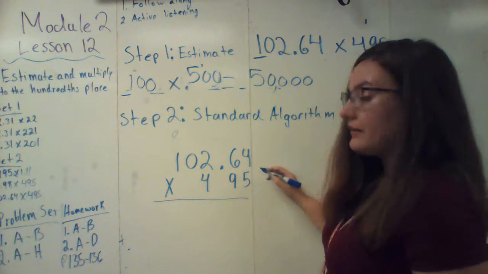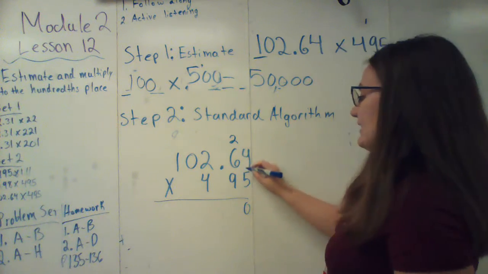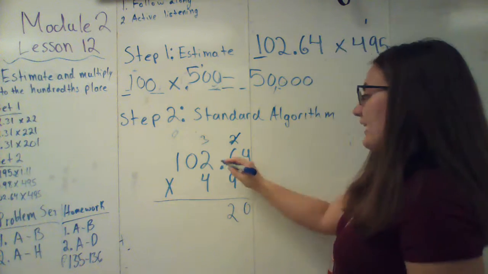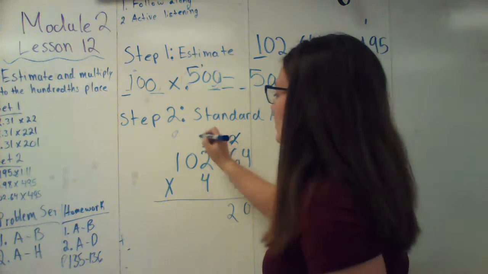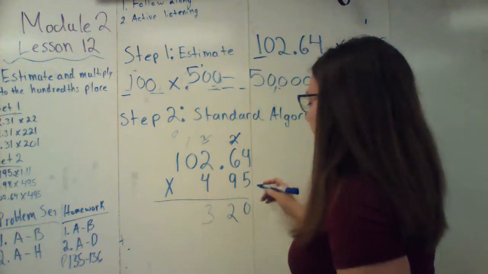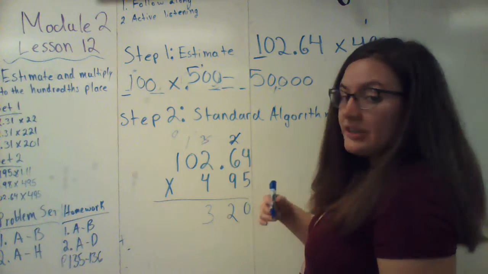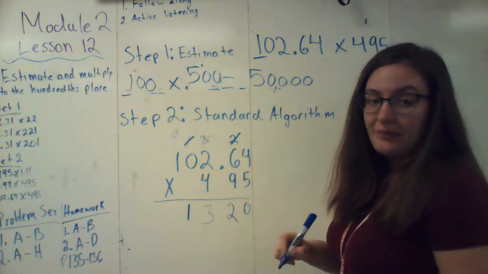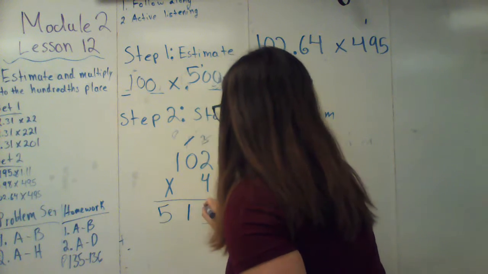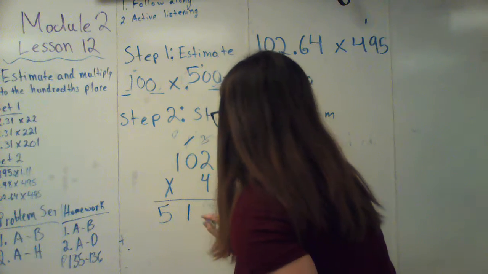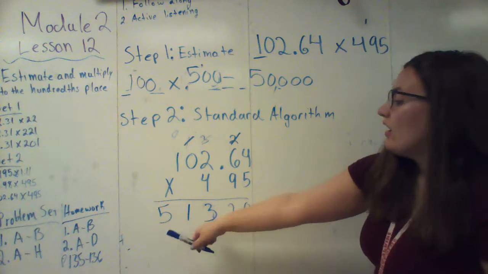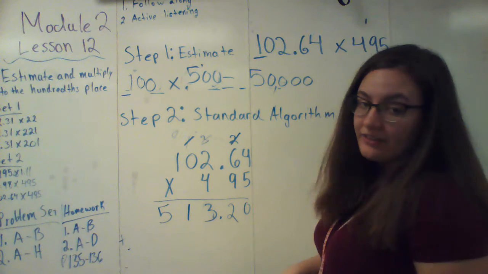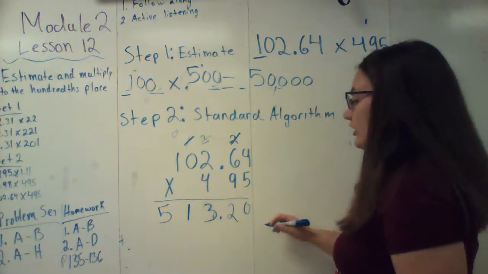So we're going to start with 5 times 4, which is 20. Then 6 times 5, which is 30, plus 2, which is 32. Then I have 5 times 2, which is 10, plus 3, which is 13. So I carry the 1, leave the 3. Then I do 5 times 0, which is 0, plus 1, which is 1. Then I do 5 times 1, which is 5. So right here, your first partial product is 51,320, or if you have your decimal down there, you can think of it as 513 and 20 hundredths.